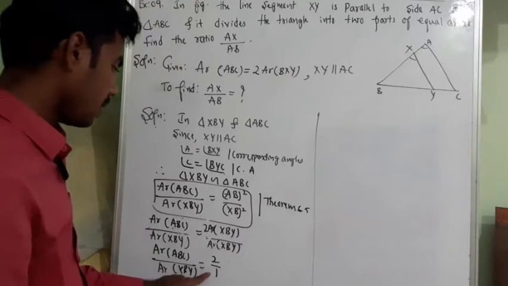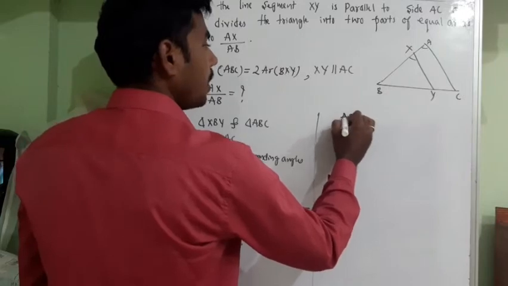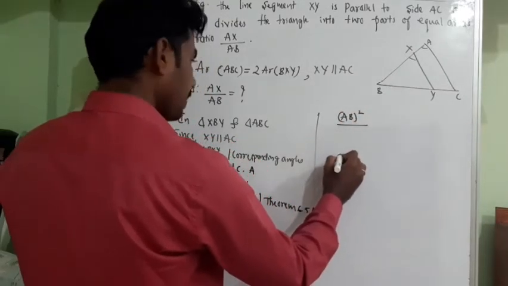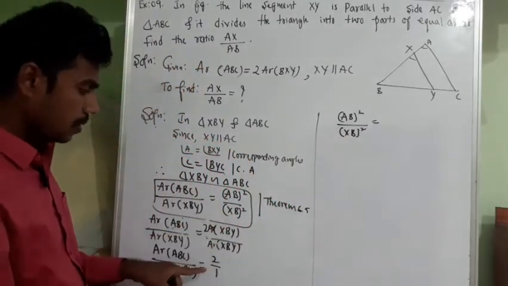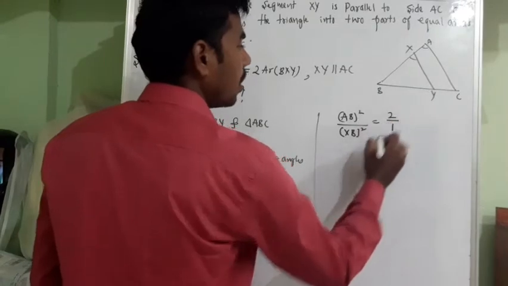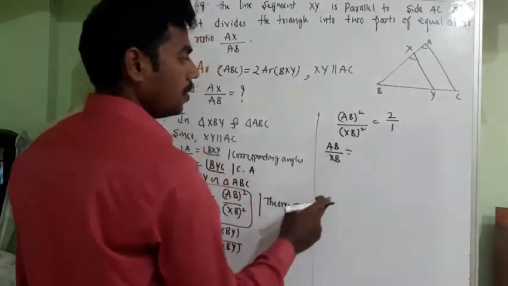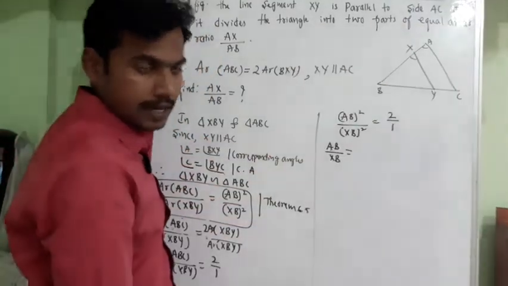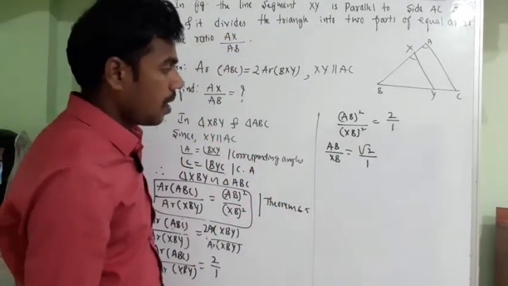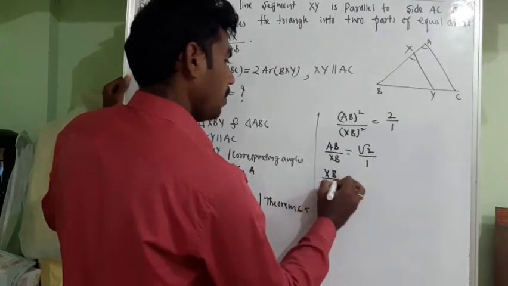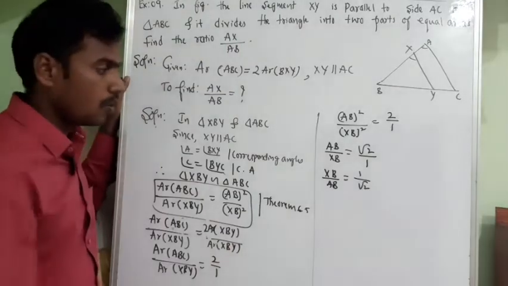Or else, what can I write? AB square divided by XB square is equal to 2 by 1, or else AB divided by XB is equal to, see, this square if I transfer to the right hand side, what I'll get, root 2 divided by root 1, or else XB by AB is equal to 1 by root 2. XB divided by AB is equal to 1 divided by root 2.